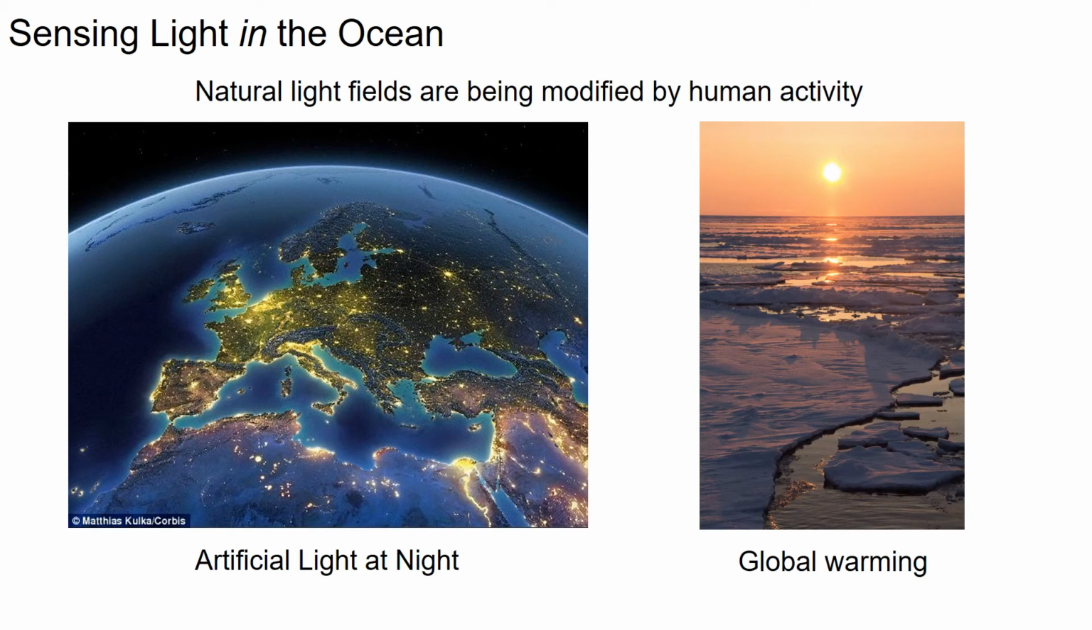These natural light fields are under threat from human activities in a number of ways. Artificial light at night, light pollution, is the most obvious and is particularly severe near heavily populated coastal areas. However, impacts of global warming through things like reduced ice cover and changes to sediment inputs are also important features.